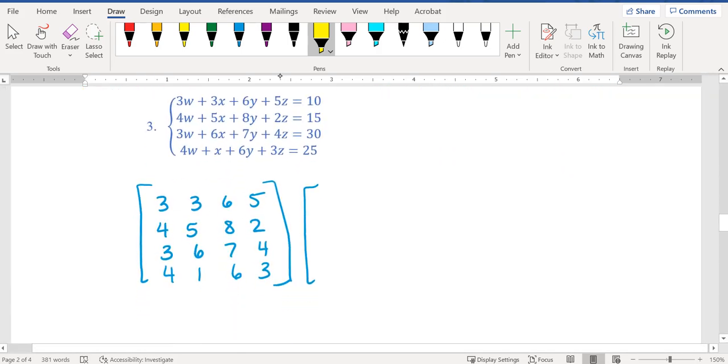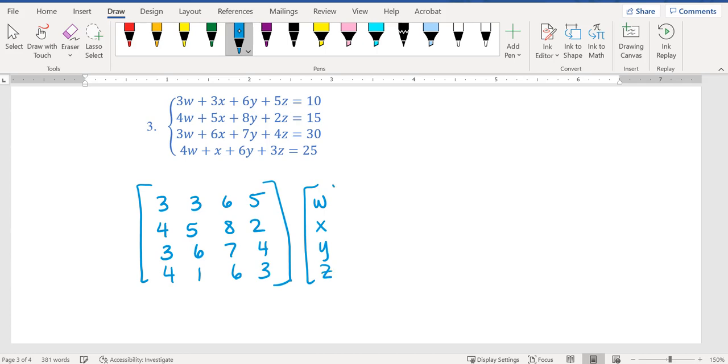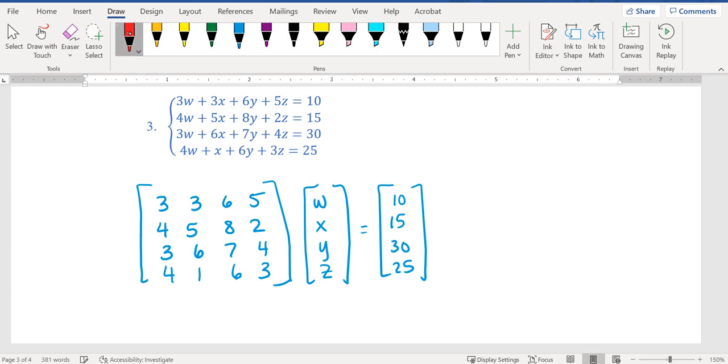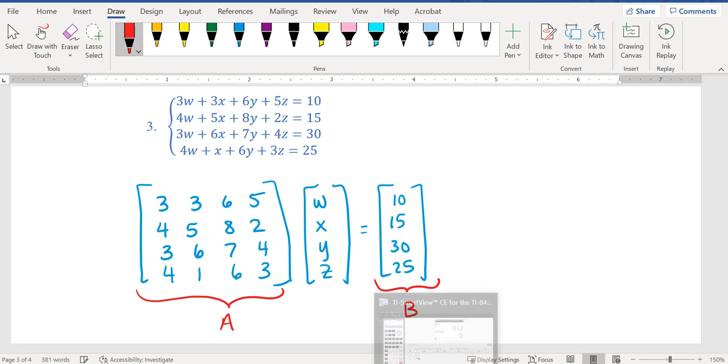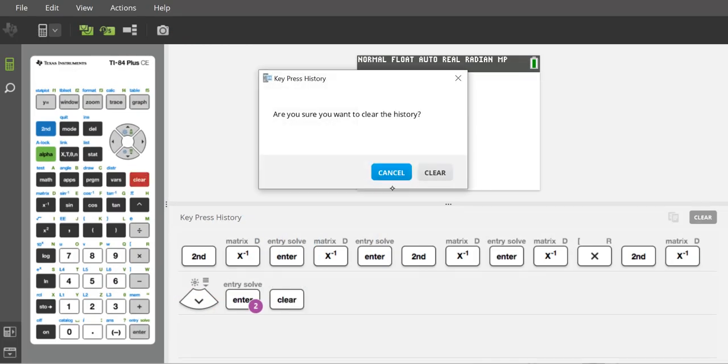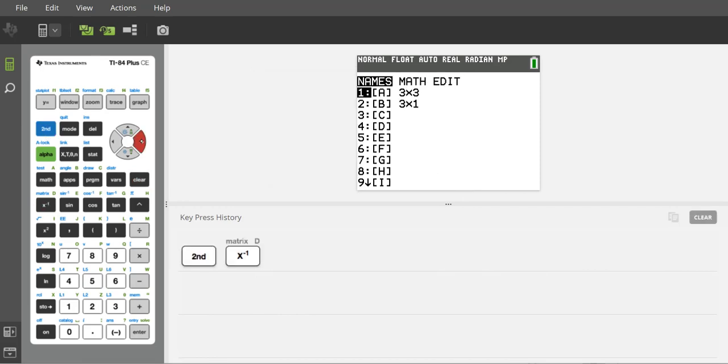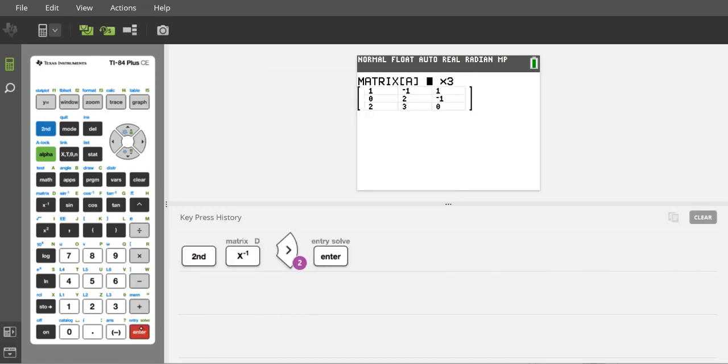Okay, back to this one. My variable matrix is going to be W, X, Y, Z. And to the right of the equal sign, I have 10, 15, 30, 25. Okay, I want to type in this 4 by 4 as matrix A, and this 4 by 1 as matrix B. All right, second matrix, edit. Edit matrix A. It is a 4 by 4.